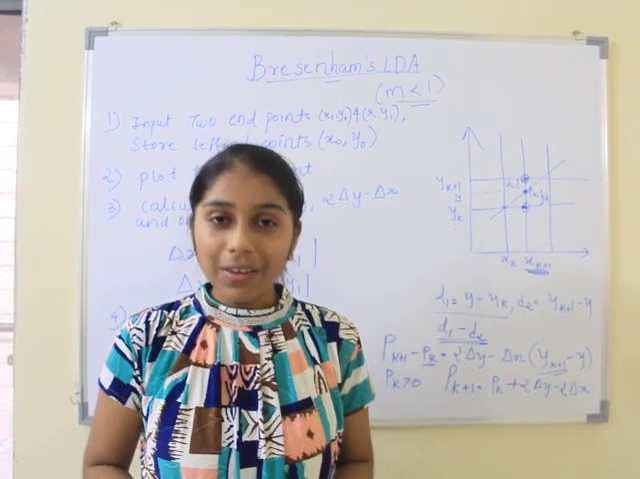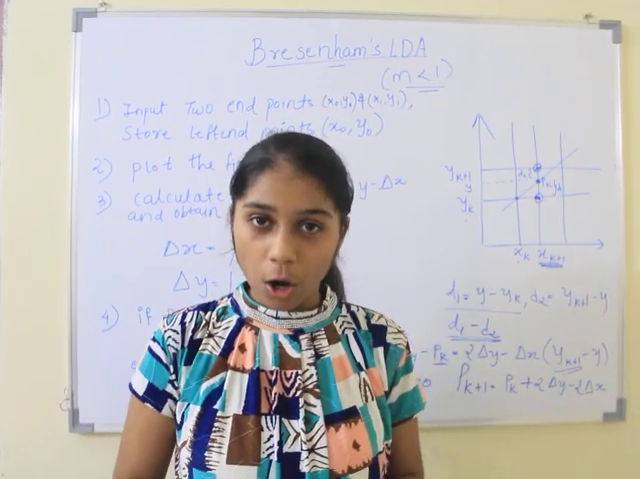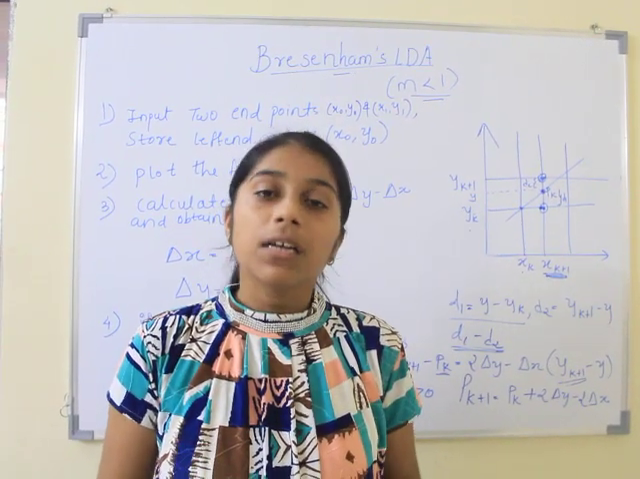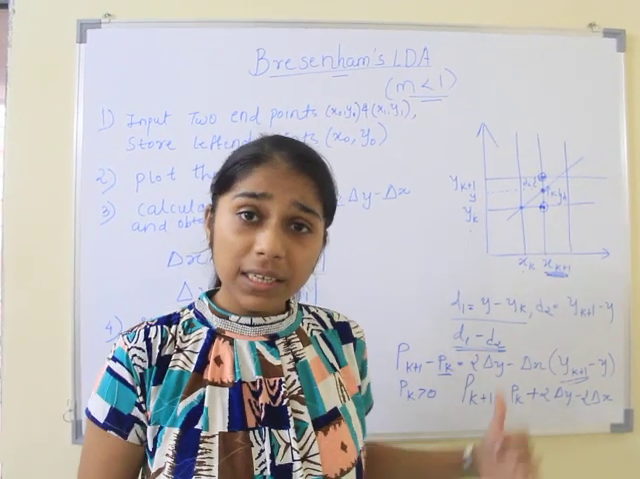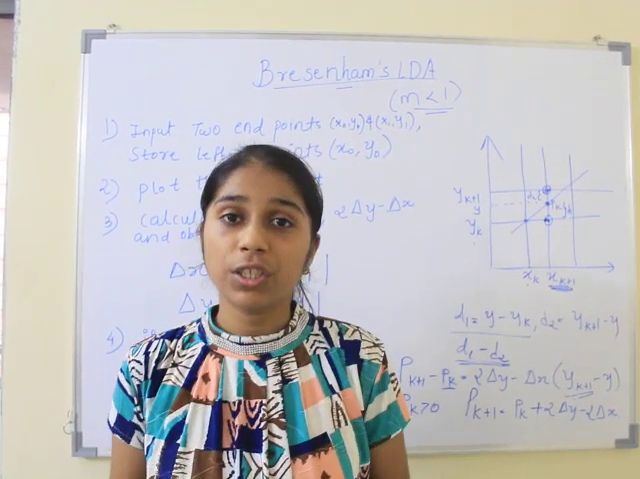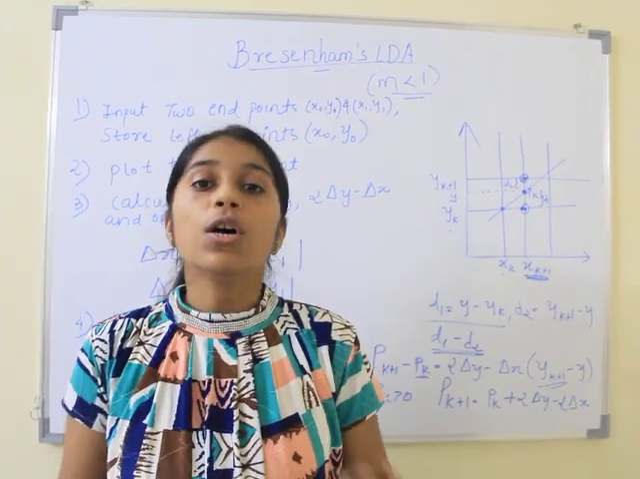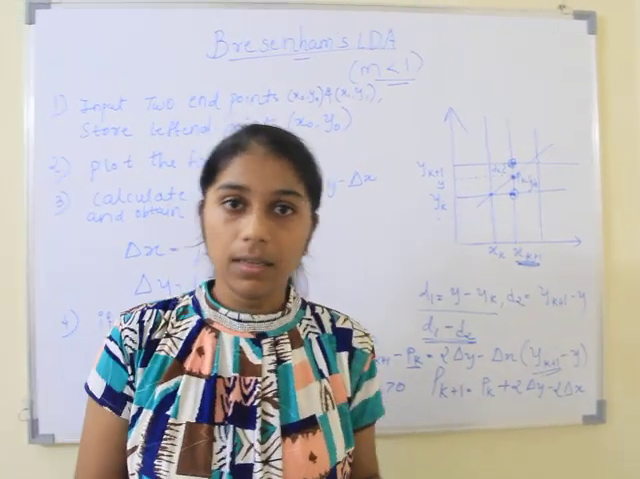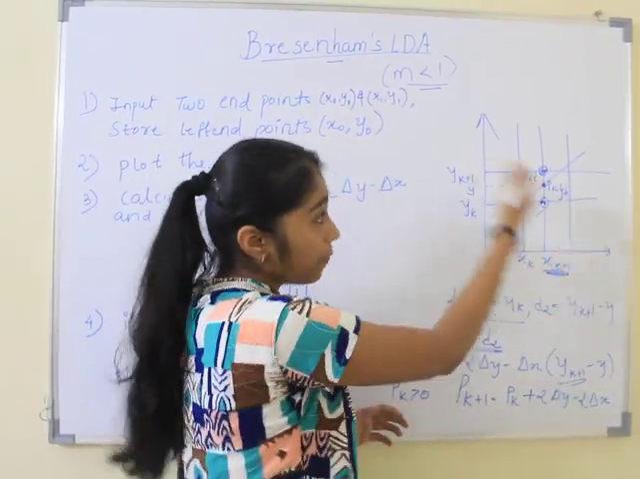Hello everyone, today we are learning Bresenham's line drawing algorithm. So we have considered here the m less than 1 case. For m greater than 1 and m less than 1, the whole derivation is given in the description below. The main thing which we are going to learn here is the concept behind this. So let us look into this figure.